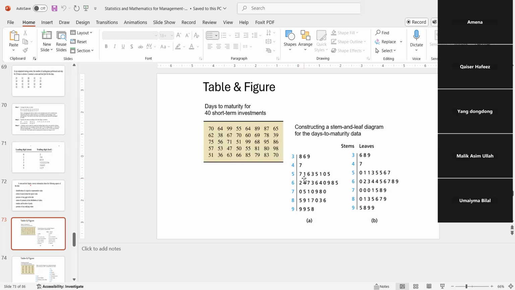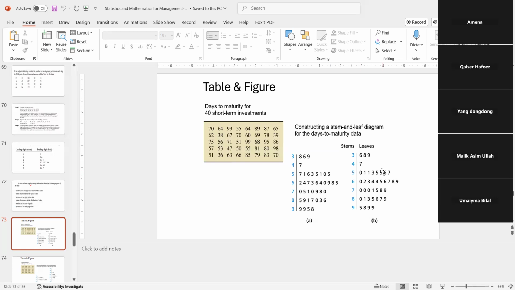Similarly 57, 51, 56, 53, 55, 51, 50 and 55 is being reported in form of 71635 as the leaves of the stem where 5 is written. Am I clear to everyone now? And similarly, the whole data is being plotted once. In the A part, in A stem and leaf chart, we just used the raw data and constructed the stem and leaf chart as the observations appear.